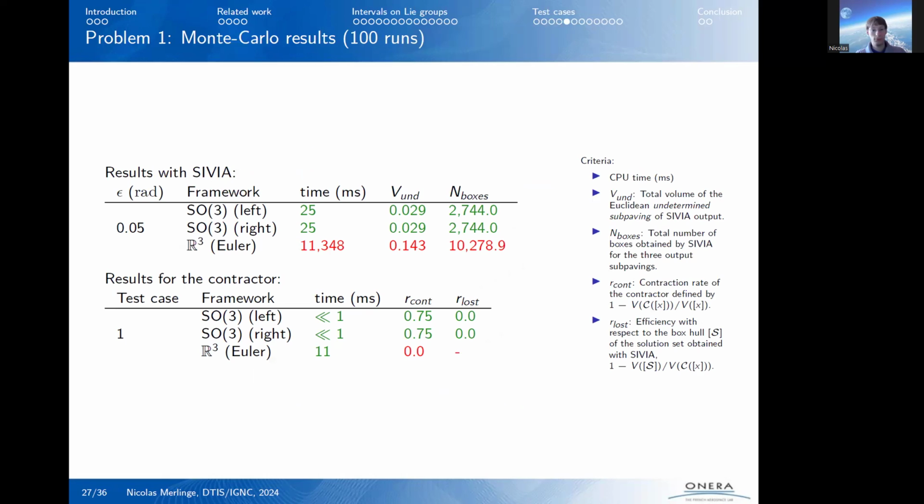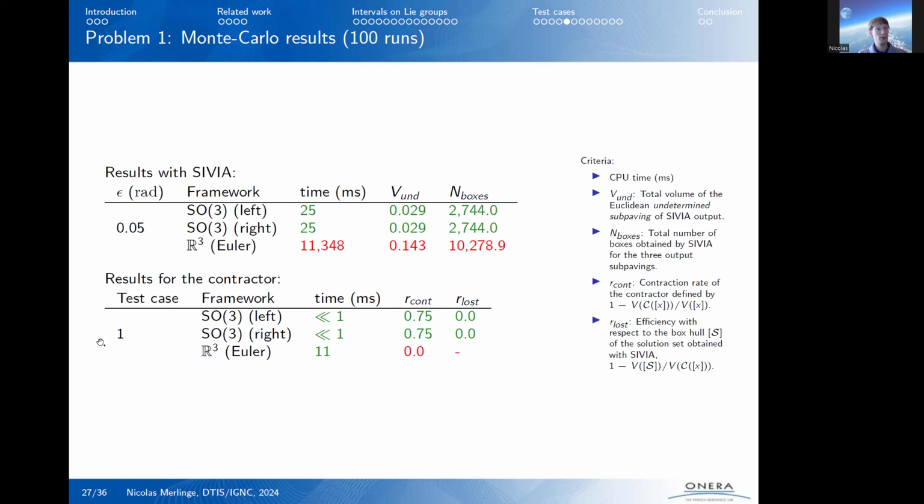In order to assess a more extensive performance of the algorithms for this test case, I've run some Monte Carlo simulations, and it allows us to compare the Lie group left formalism, the Lie group right formalism, and the Euler angle parametrization. And for the SIVIA output, the criteria are the CPU time to compute, the volume of the undetermined subpaving, and the number of boxes that are necessary to describe the solution to the problem. And what we can see here is that the Lie group formalism yields better performance in terms of computational time and also in terms of representativity, because the volume of the indeterminate subpaving is thinner than with Euler angles, and they require fewer boxes to describe the problem.